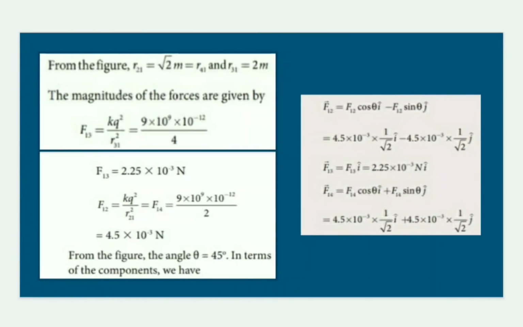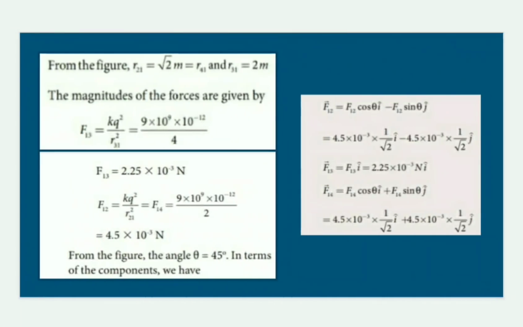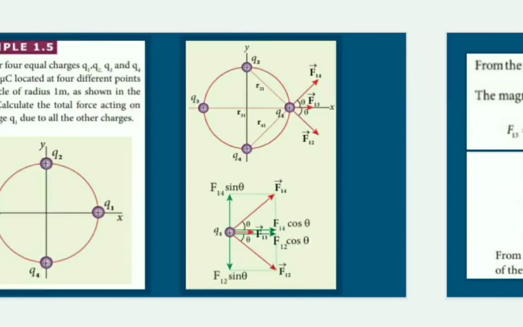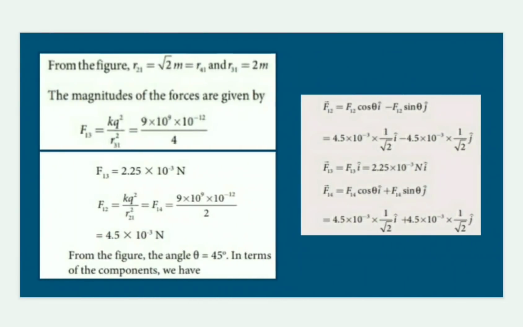So what is cos 45 and sin 45? It is 1 by root 2. So substitute it and solve it, you are getting F13. Similarly, you can get the value of F14, and for F14 we have to add up the cos component and sin component. Both the cos component and sin component are plus i and plus j, because both of them are acting along the positive x and y directions.